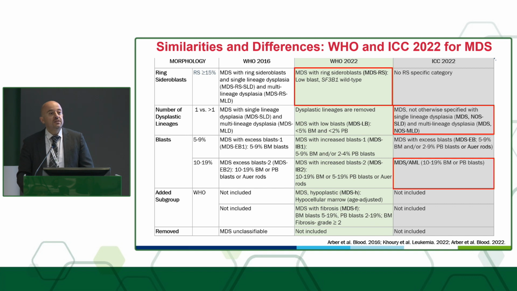One of the major changes by the ICC is the introduction of what we call MDS/AML. So if the myeloblasts are more than 10%, we call it now MDS-AML. That created a lot of discussion and controversies. In a way, it facilitates use of some of the treatments approved for AML for MDS patients, but also creates a dilemma in which response criteria to use, eligibility for clinical trials, and so forth.